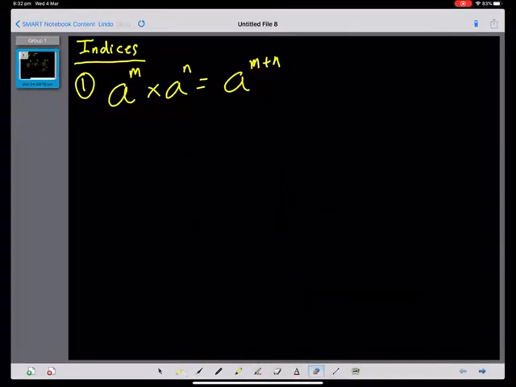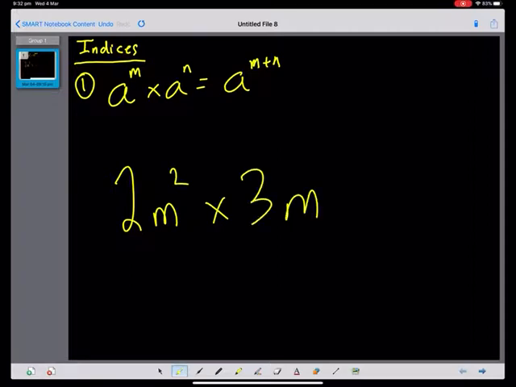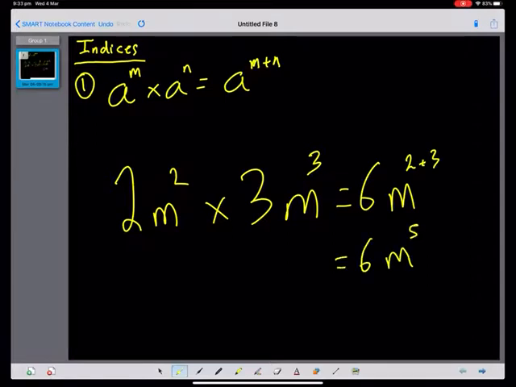Okay, so let's look at a different example. Let's do 2m squared multiplied by 3m cubed. So let's do the coefficients first. Coefficients are the numbers or letters in front of something. So, for example, the coefficient of m squared there is 2, and the coefficient of m cubed is 3. So 2 times 3 is 6. And the bases are the same, so we add the powers to give 6m to the 5.